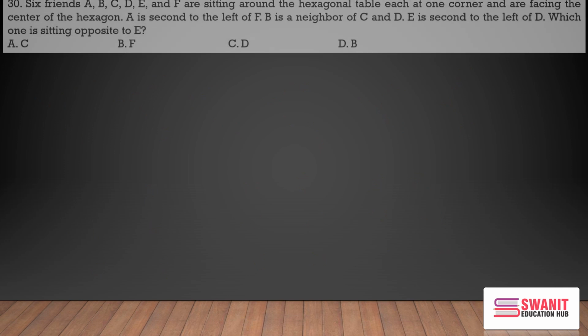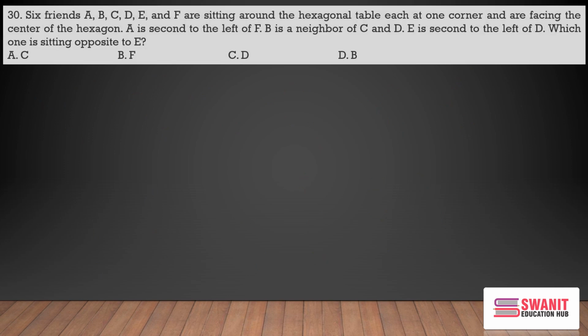Another question on your screen. Six friends A, B, C, D, E and F are sitting around a hexagonal table. When we say hexagonal table, we have to draw a diagram like this. Each is at one corner and facing the center of the hexagon. A is second to the left of F. So I can start putting them.